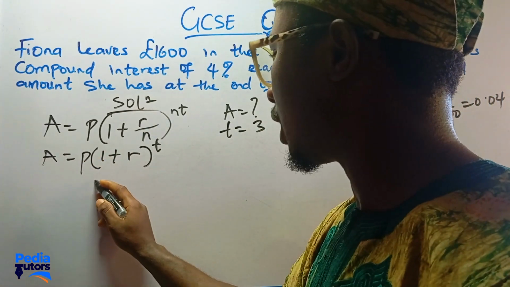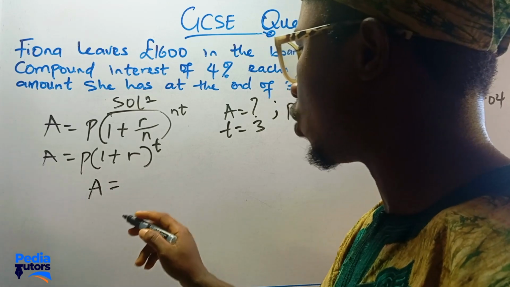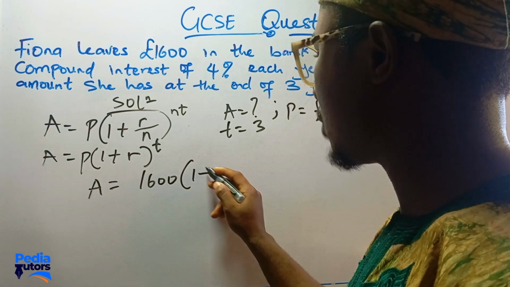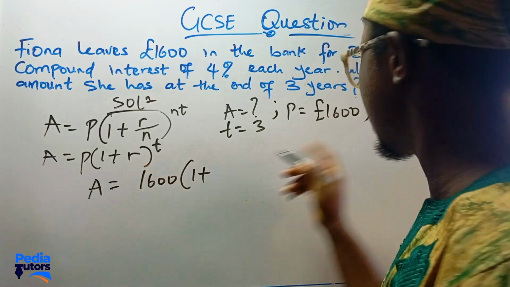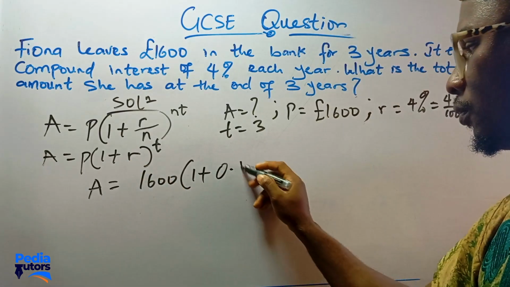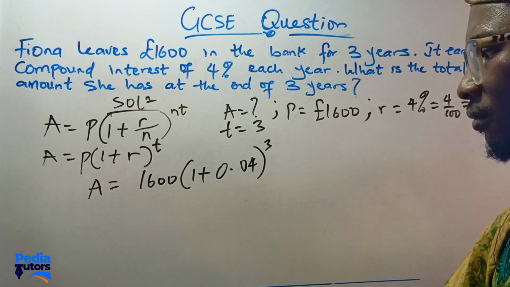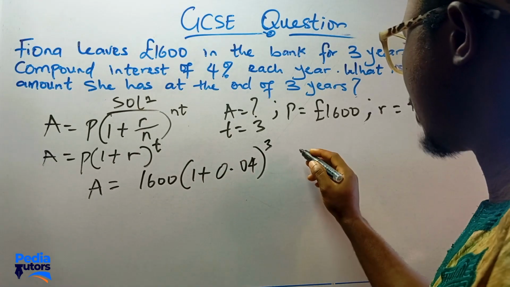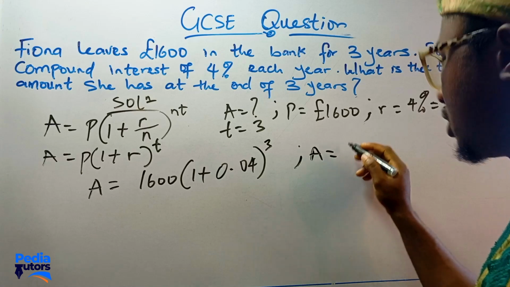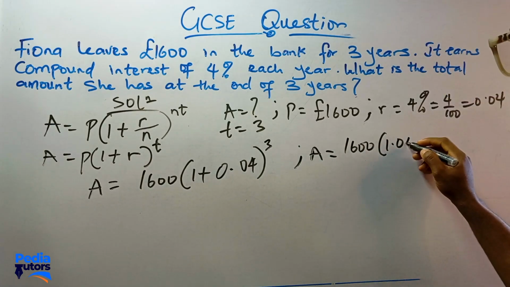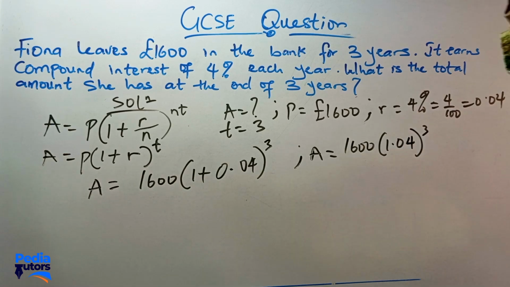So what do we have? We have A equal to P, which is 1,600, multiplied by 1 plus your rate, which is just 0.04. Then close your bracket, then your t, which is the time, is 3 years. Now when we have all of this, we have A is 1,600, close your bracket, 1.04, then to the power 3.